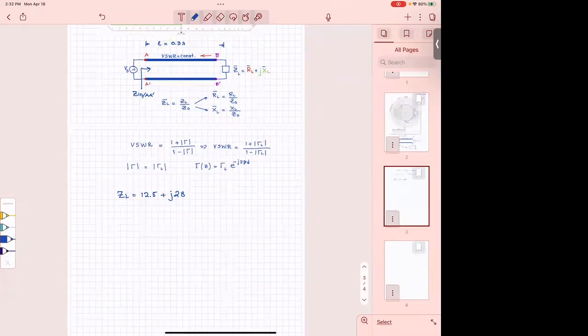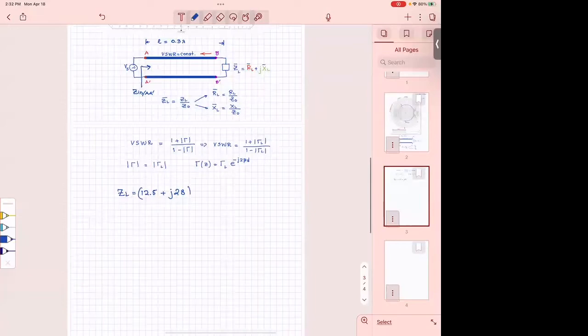All right, so somebody tells you that this is all in ohms. Okay, so they give you this problem and say now, in this problem, if your load is this, find Z input at A prime using the Smith chart. It's not South Carolina, it's the Smith chart. I don't know. Okay.